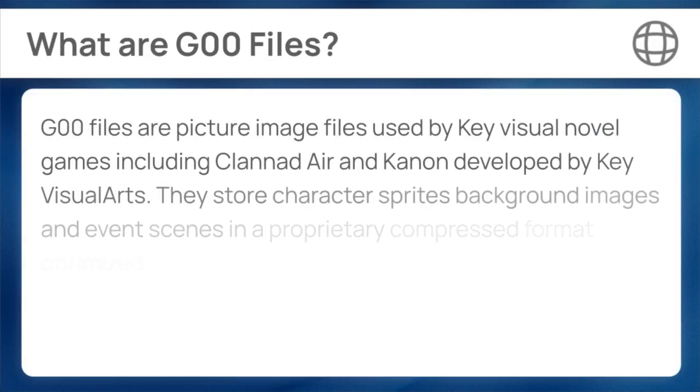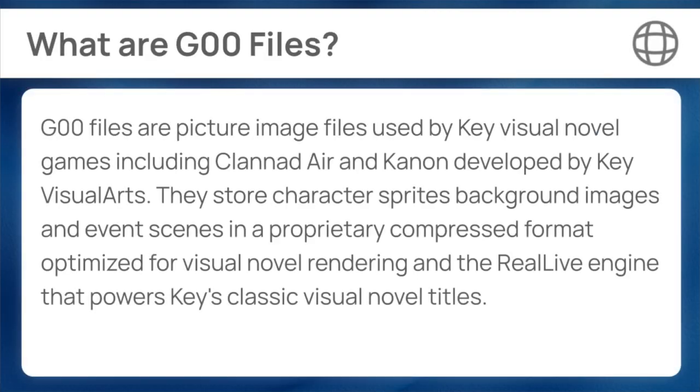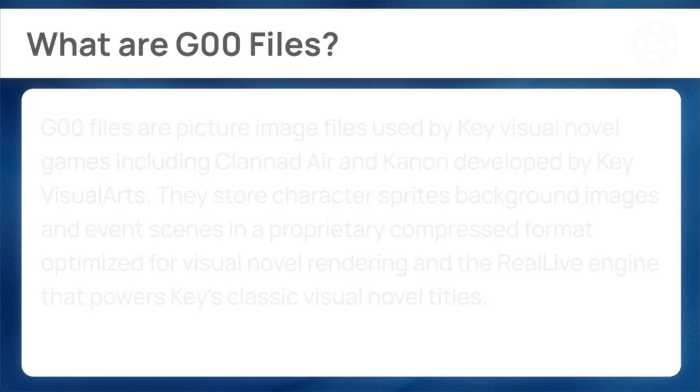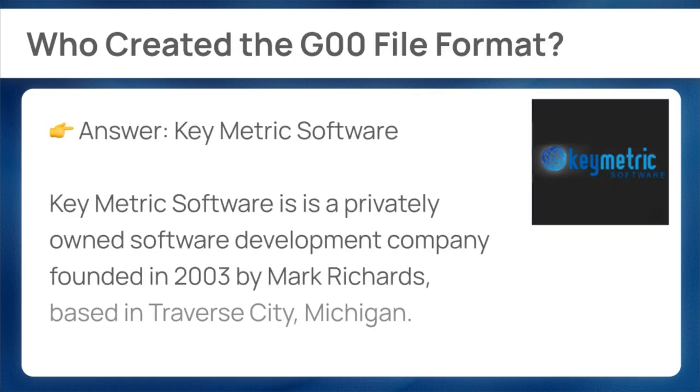G00 files are picture image files used by Key visual novel games, including Clannad, Air and Kanon, developed by Key VisualArts. They store character sprites, background images, and event scenes in a proprietary compressed format optimized for visual novel rendering, and the RealLive engine that powers Key's classic visual novel titles.